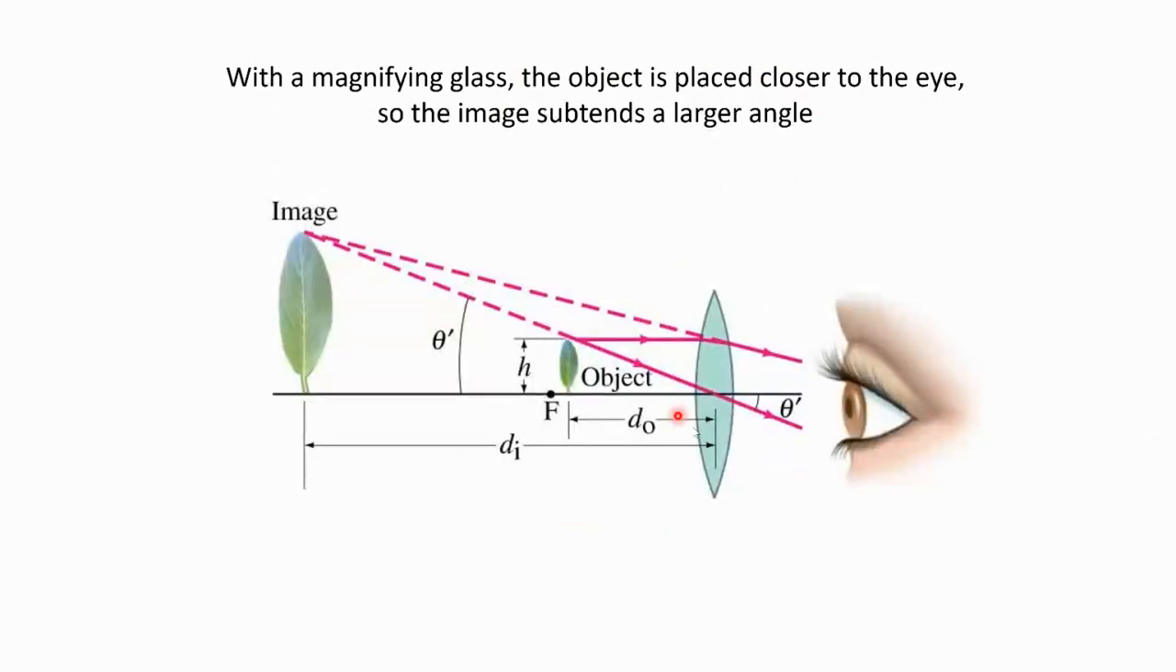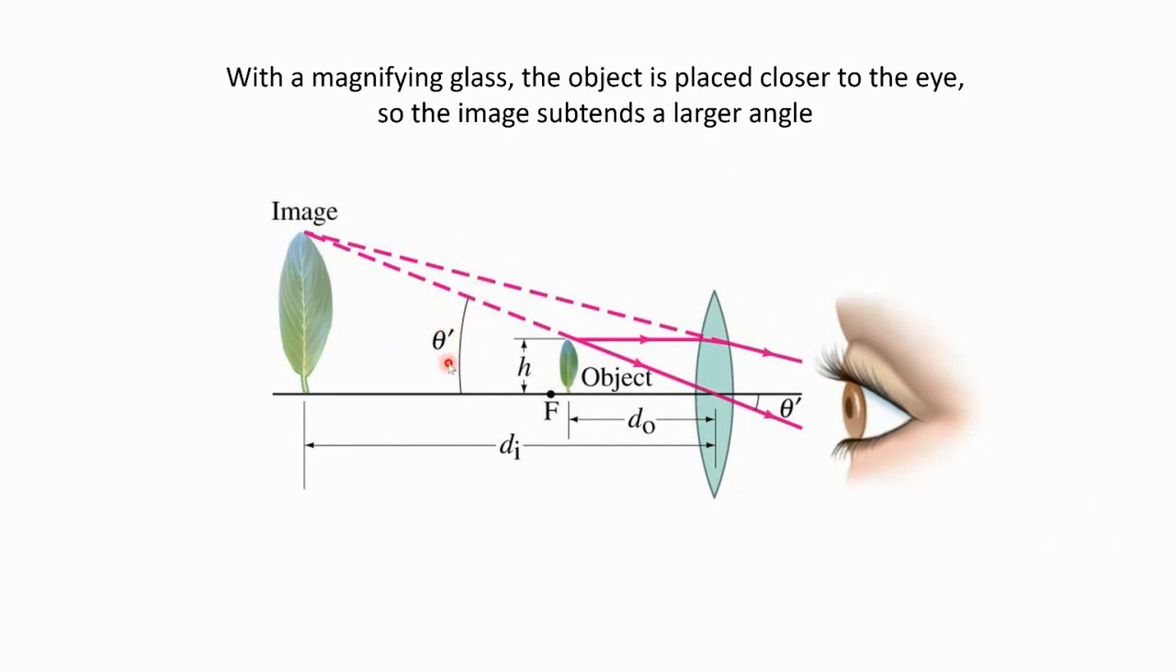Now, with a magnifying glass, as we were saying, the object you can place closer to your eye. And so then the image is big and it subtends a larger angle than the actual object did. You have this situation. So now the object is closer to the eye, but you're not looking at the object, you're looking at the image of the object, which is farther away. And so you see this is a different angle, theta prime.